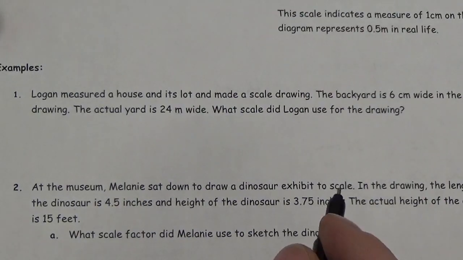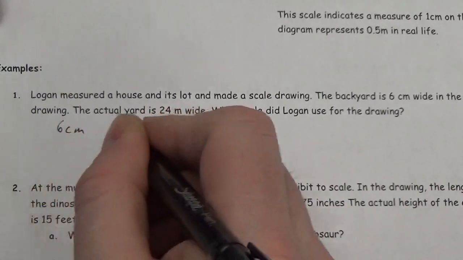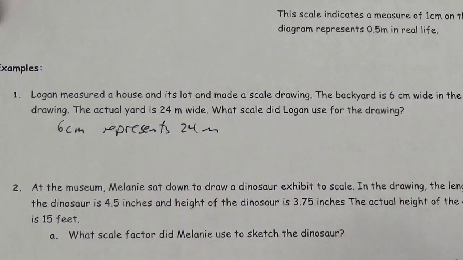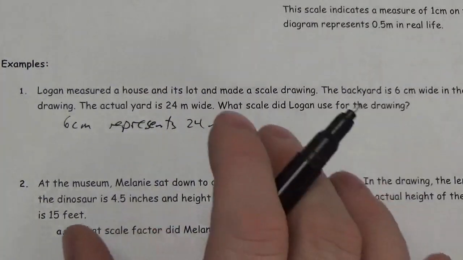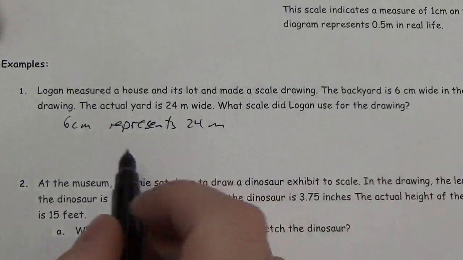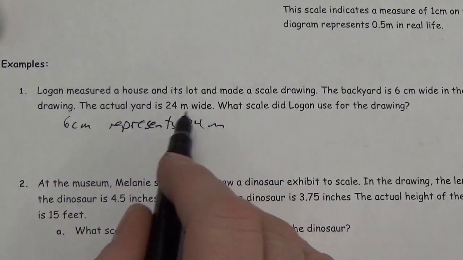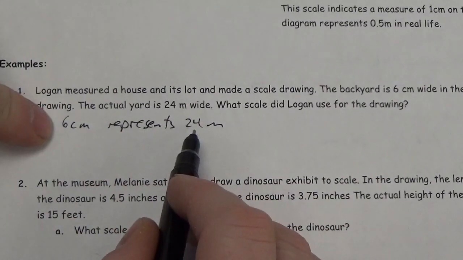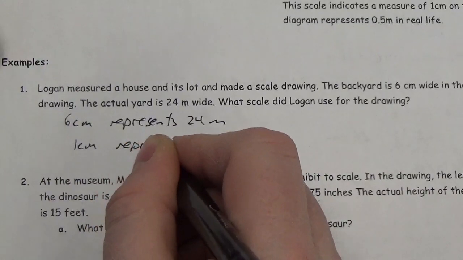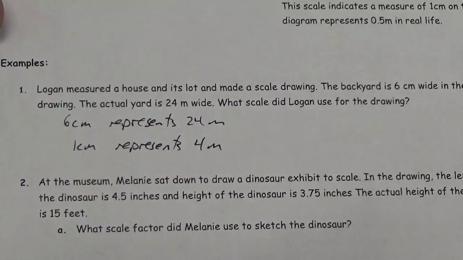Okay, so what he's done here is we know that 6 centimeters represents 24 meters. Now we can play with that just a little bit by simplifying that down, because every 6 centimeters is going to be 24 meters, but there's a common factor there, which means every 1 centimeter represents 4 meters. And that's the scale that he's using there.